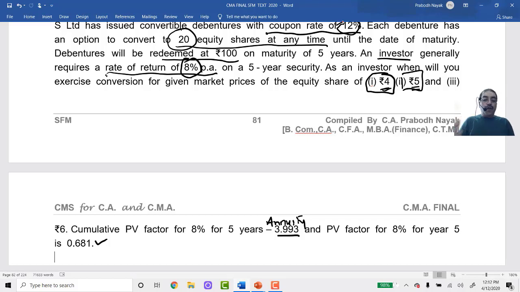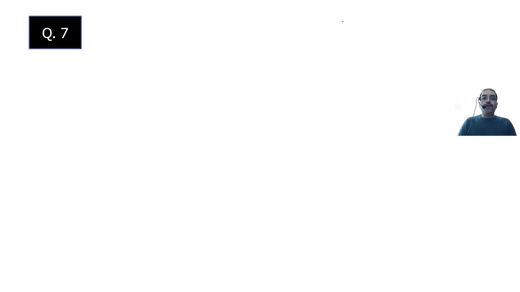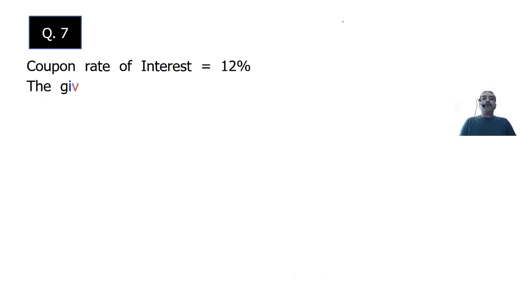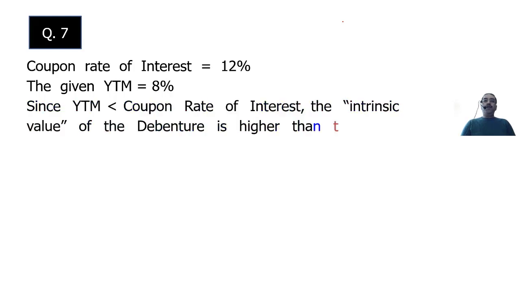So now all these things I have to put down. I have to show it in the form of working. So let us see. First I'll write coupon rate of interest is 12%. Given YTM is 8%. This is given to me now. Rate of interest is given. YTM is given. Next thing I will write: since YTM is less than coupon rate of interest, the intrinsic value, or you can say the market value instead of intrinsic value, if you are getting confused, you can write market value.